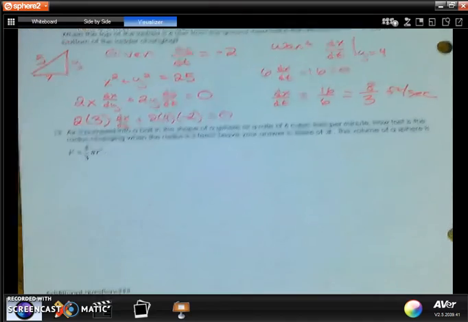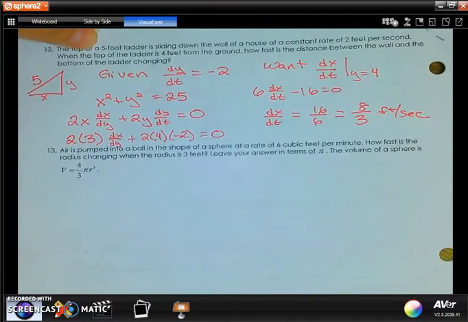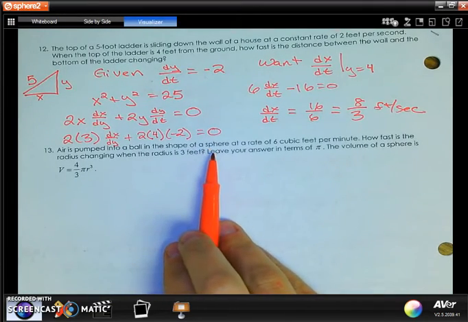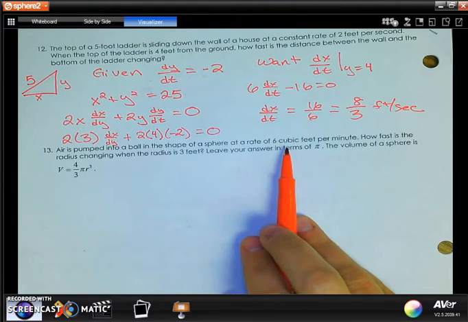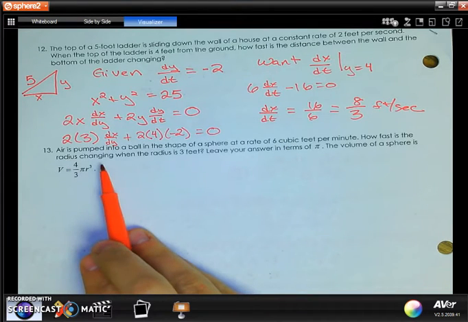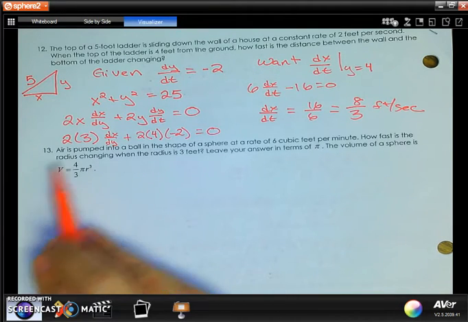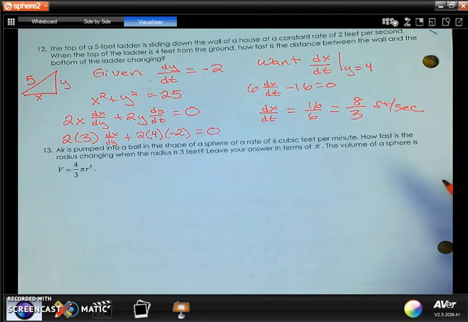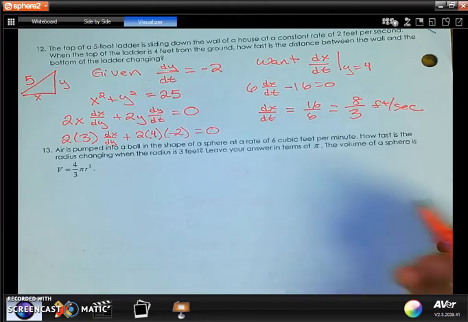Okay, last one. So air is being pumped into a ball that is shaped as a sphere, and this is the rate. How fast is the radius changing? So I'm trying to find the change in radius, okay? And I actually gave you this formula. Keep in mind that these formulas would not be given to you on the AP exam. I gave you the formula here as a kind of a starting point.